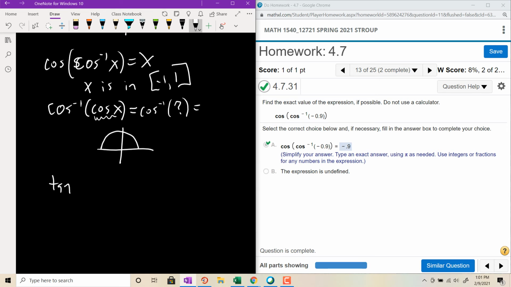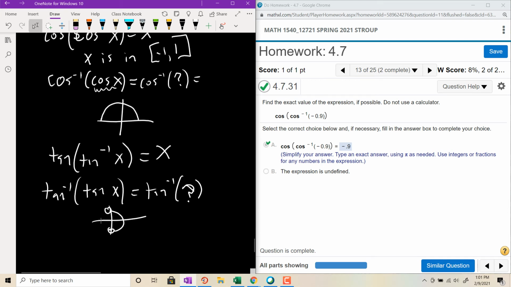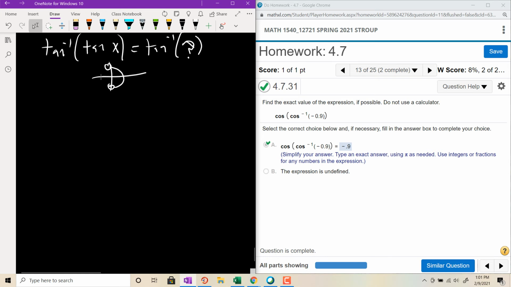And then for tangent, it's automatic. If you have tan inverse on the inside, it's just automatically going to be x. But if it's on the outside, then again, you're going to have to do that piece by piece thing, where you evaluate tan of x, and then figure this part out on the unit circle from -pi over 2 to pi over 2. Okay, so let's try it again. I apologize. I'm not perfect.